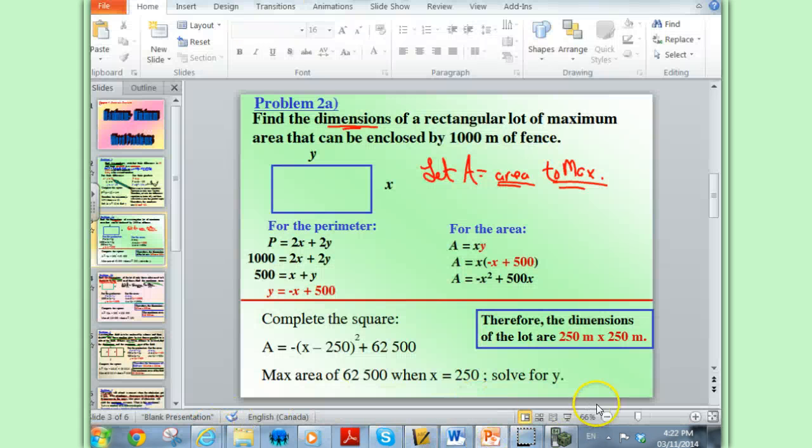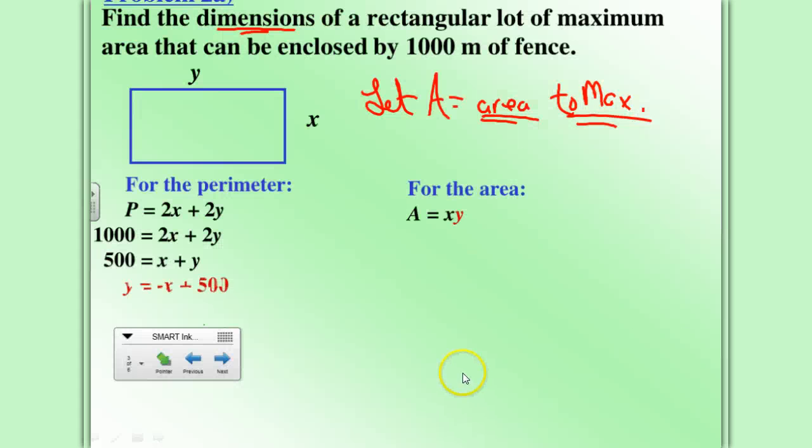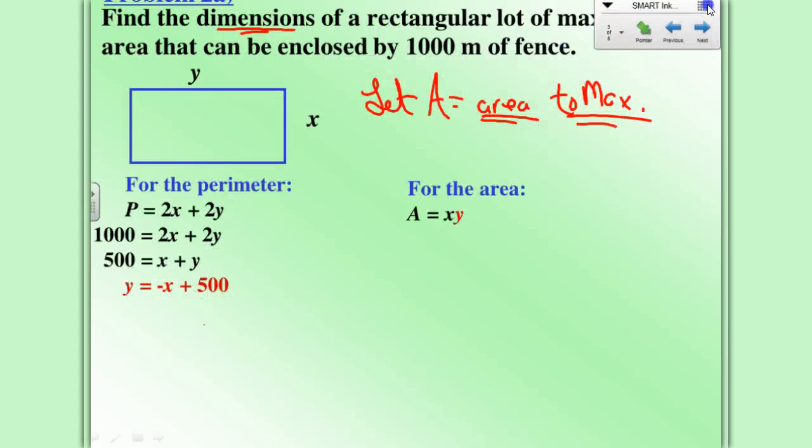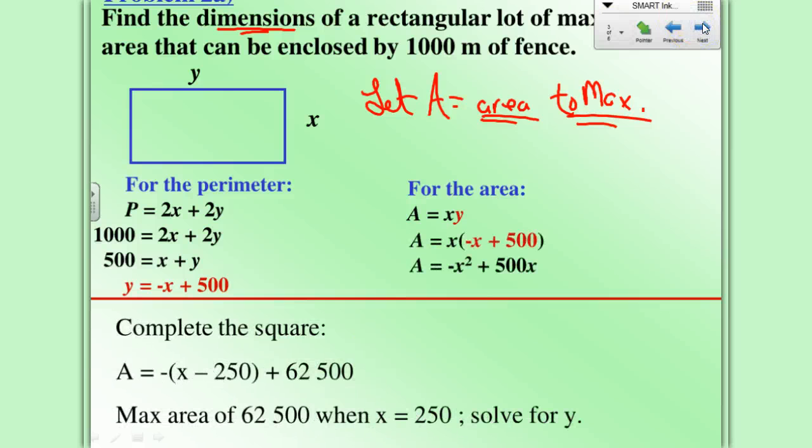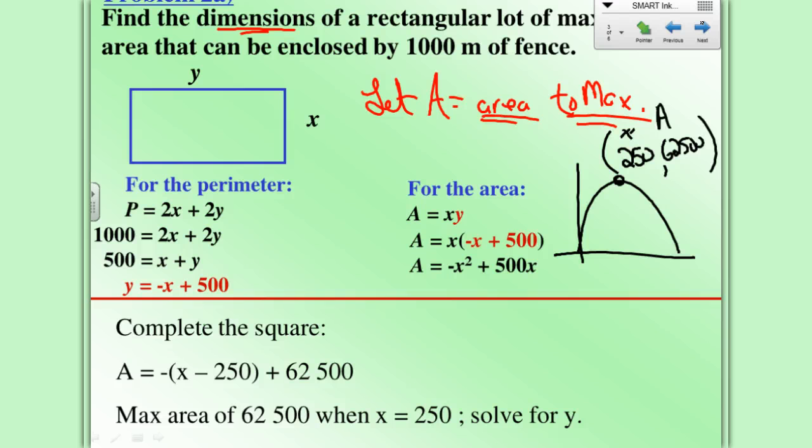I go back and just like we talked about here, you could have used completing the square, which is fine, but I used my graphing calculator and I saw it on my graphing calculator screen. The graphing calculator showed me that this maximum occurred at 250 for an x value, and the area, whoopsie, so my x value was 250 and the area was 62,500, and that's meters squared.